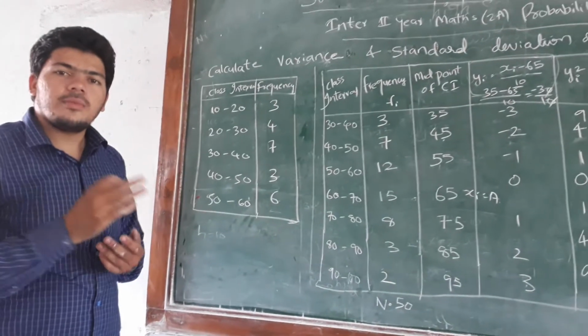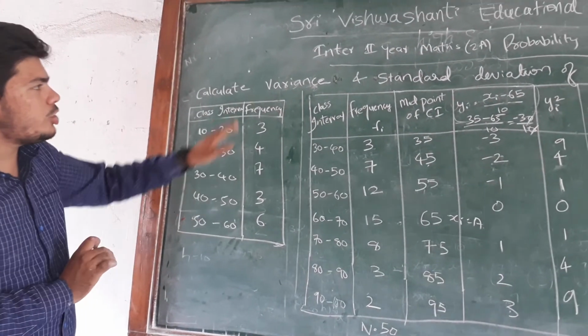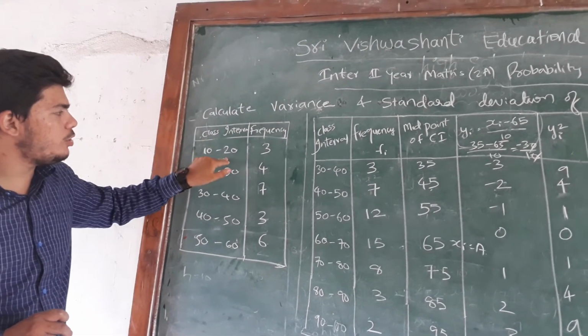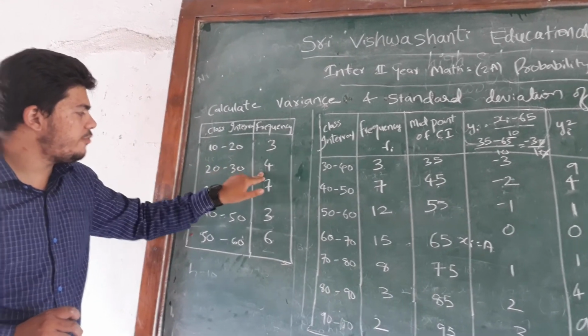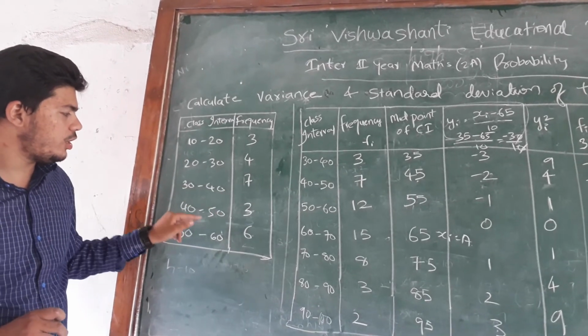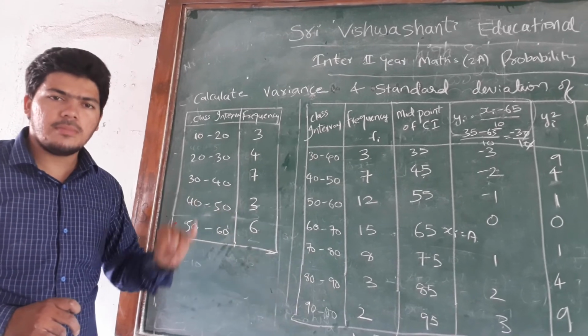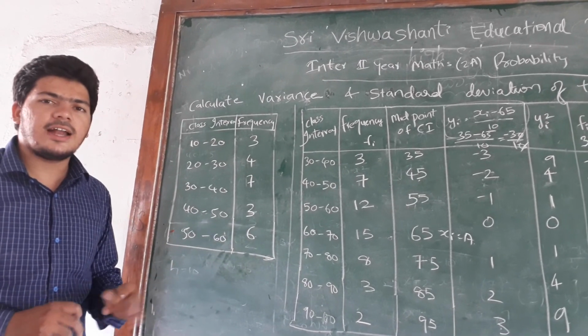Yes friends, here I am giving a small homework problem for you. The question is the same, just the values have changed. Class interval is from 10 to 23, 20 to 34, 30 to 47, 40 to 53 and 50 to 66. So here also, in the same way, you have to get the mean, variance and standard deviation.